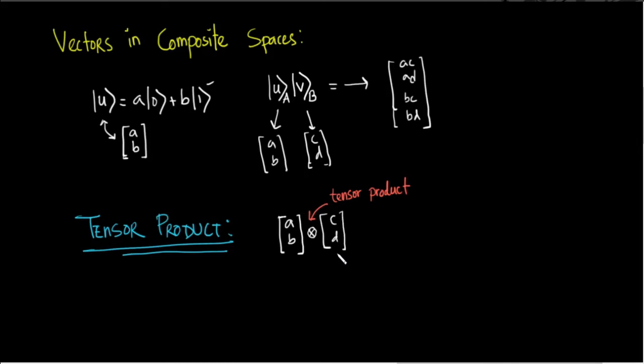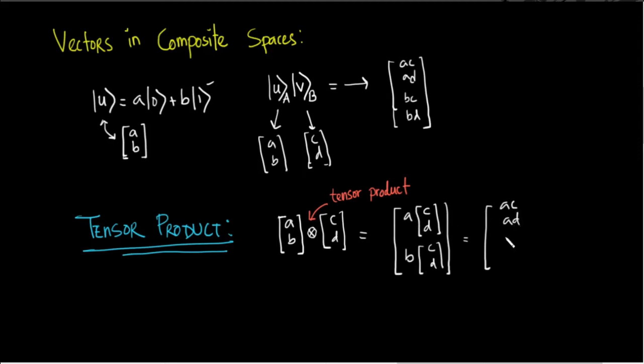The rule to do that is we will do this. The result will be a four-dimensional vector. We will write the first element of the first vector times the second vector as a whole, and the second element of the first vector and the second vector again. And if we multiply this out, we get A times C, AC, A times D, AD, B times C, BC, and B times D, BD, which was our original state vector. So this is the definition of our tensor product.